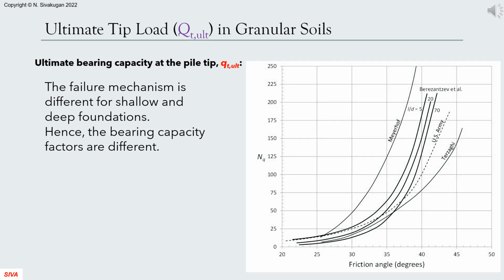The failure mechanism is different for shallow and deep foundations. Therefore, the bearing capacity factor NQ is different to the one we used for shallow foundations. As before, NQ is a function of the friction angle. Different values have been suggested by Terzaghi, Meyerhof, Berezoncev et al., and U.S. Army. The values suggested by Berezoncev et al. are popular.